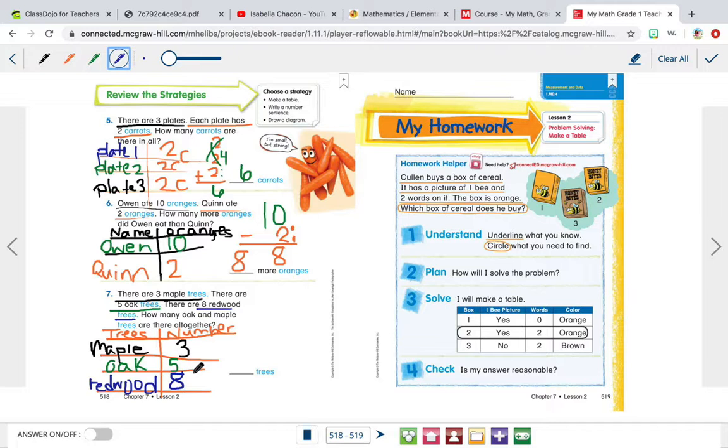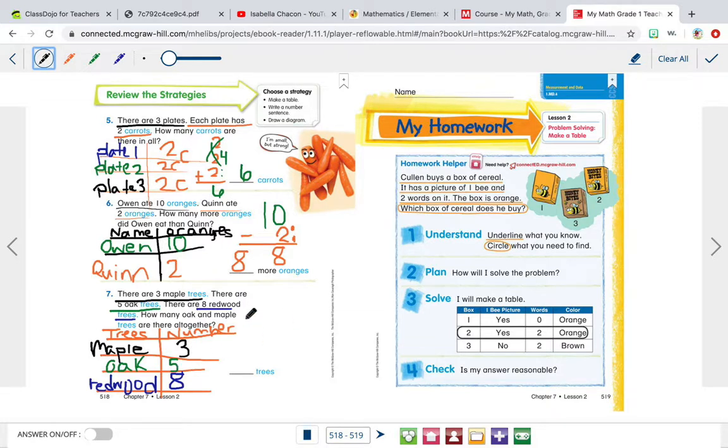So sometimes in your table, you may not have to use all the answers. We only need maple and oak. We don't need to include redwood. They're asking how many maple and oak are there all together. So does that mean I'm going to add or subtract? They're asking for how many are there all together. That means I'm going to add, so I know how many there are all together.